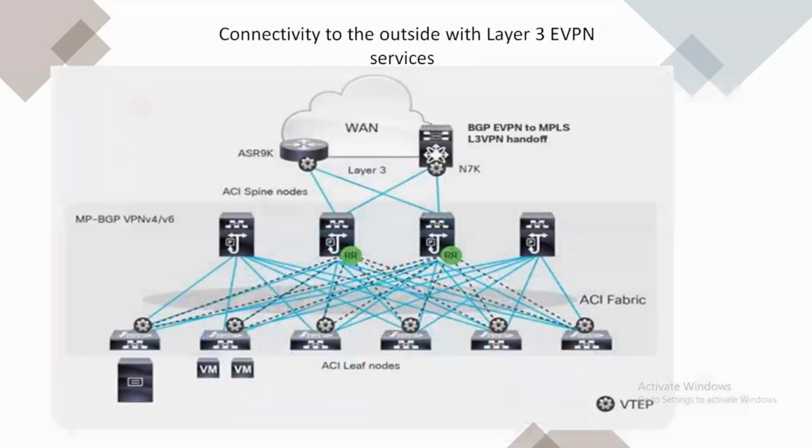This one is GOLF. I think this setup looks to me similar to GOLF, connected to the outside using a layer 3 VPN service. Yes. So this is nothing but you are expanding your VXLAN from ACI towards the ASR 9K. In that case, you use a BGP VPN.